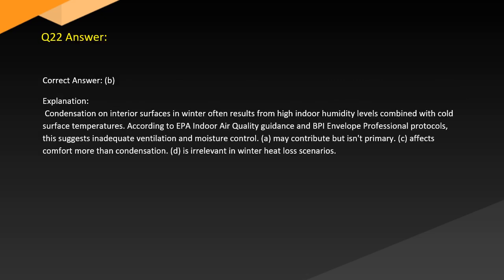Answer. Correct answer: B. Explanation. Condensation on interior surfaces in winter often results from high indoor humidity levels combined with cold surface temperatures. According to EPA Indoor Air Quality guidance and BPI envelope professional protocols, this suggests inadequate ventilation and moisture control. A may contribute but isn't primary. C affects comfort more than condensation. D is irrelevant in winter heat loss scenarios.